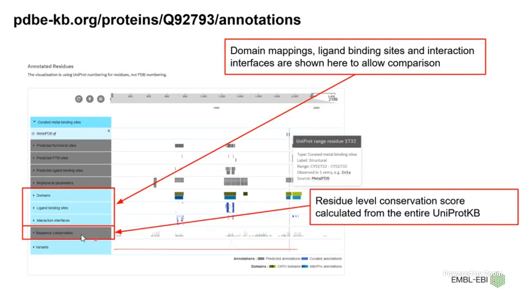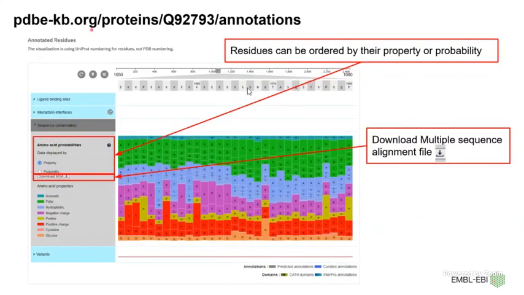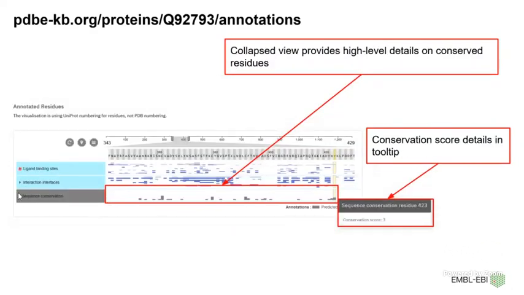We also have information on sequence conservation, calculated for the entire UniProtKB. This is how the zoomed in version of the sequence conservation view looks like. If you zoom in on the details, you can order the residues based on amino acid property or probability. The multiple sequence alignment file can also be downloaded using this button. If you collapse the sequence conservation view, you can see the high level details on the conserved residues. And if you hover over it in the tooltip, you can also see the conservation score.